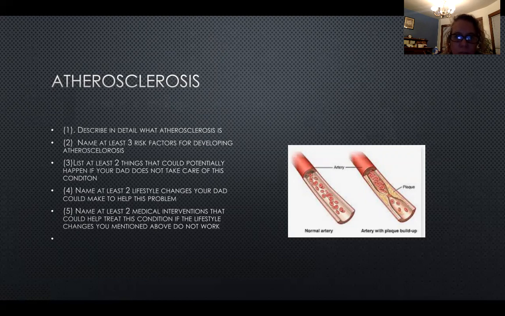But sometimes, unfortunately, those aren't enough. And so a couple of medical interventions, if that doesn't work, that they can do, they can go in and surgically remove the plaque. So that is one option. Or they can put a stent in here so that no more plaque builds up and those red blood cells are able to get through. So those are the medical interventions that we can do to help somebody with atherosclerosis.